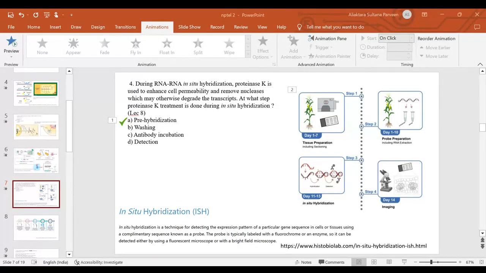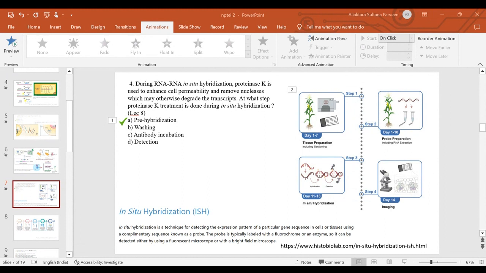So please answer something for this, otherwise we'll let it be an interactive class. That's what I mean. I'll read the question, you answer it. So it says that during RNA in situ hybridization, proteinase K is used to enhance cell permeability and remove nucleases which may otherwise degrade the transcripts. So at what step is proteinase K treatment done during in situ hybridization? Okay, you can answer it later.